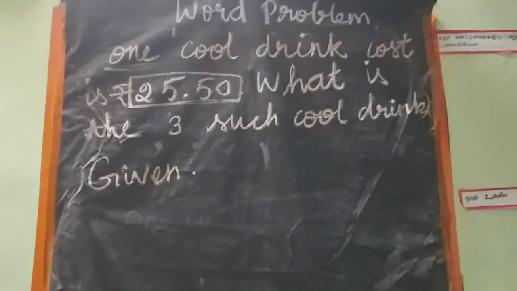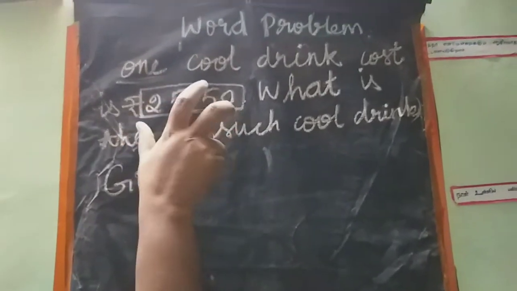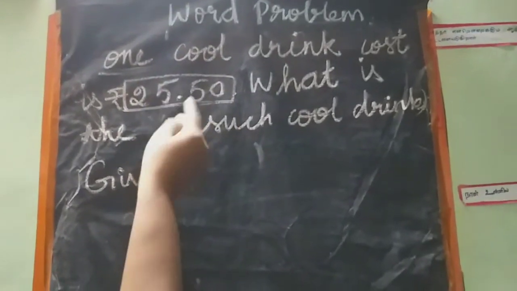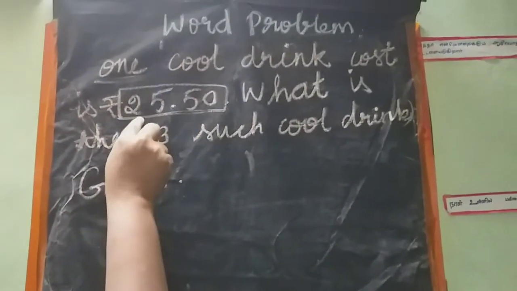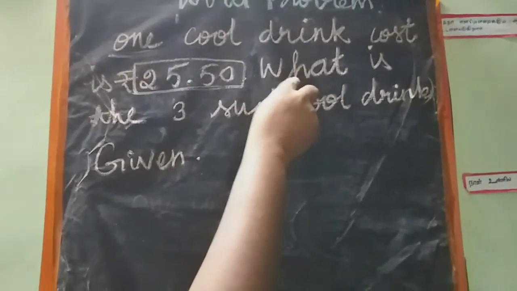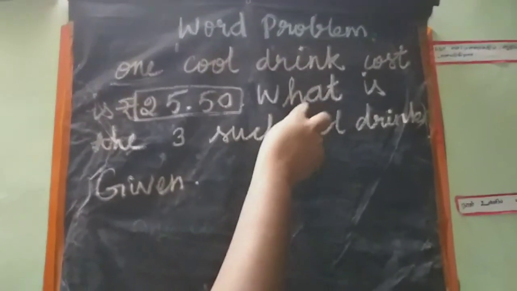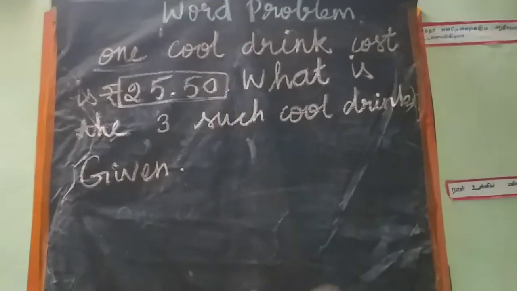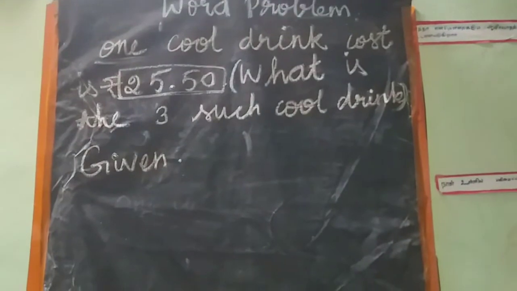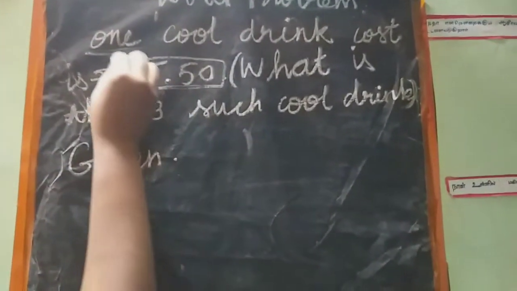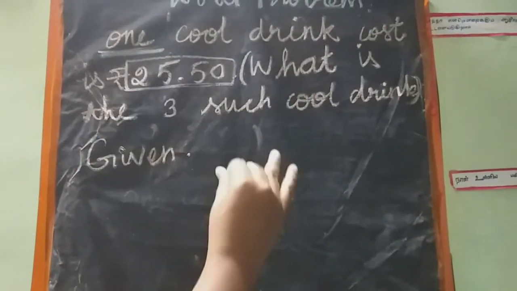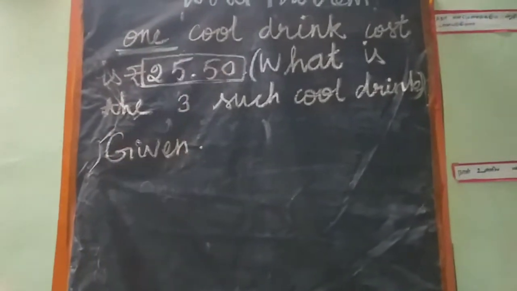So where is the given part? Where is the number given? First of all, you should see the number here, only the number. So this is the given part. The cost of one cool drink is the given part. And where is the to find? It is at the starting of the question. What is the cost of three such cool drinks? This is the starting of the question. So this is the to find. First of all, you should underline the one. If one single is in the given part, that means it is a multiplication sum.